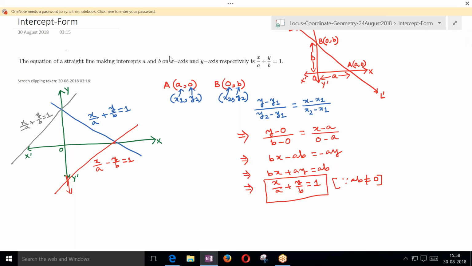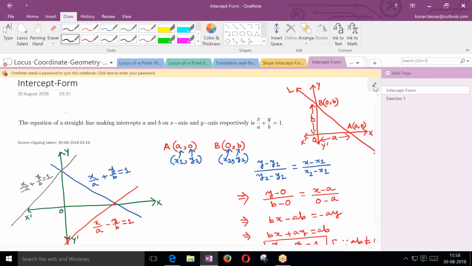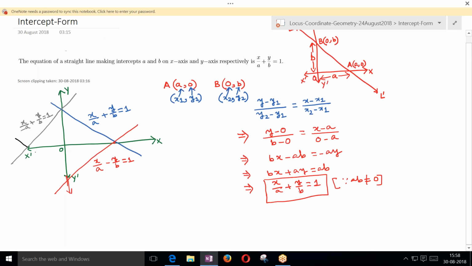And finally, you can have a straight line where both the x and y intercepts are negative. It could happen something like this. Here the x-intercept is negative, and the y-intercept is also negative. So here it will be x by minus a plus y by minus b is equal to 1. That is the equation. So these are the things you should keep in mind while finding the equation in intercept form. You need to know whether the intercepts are positive or negative, and you can visualize accordingly, the way I just showed.